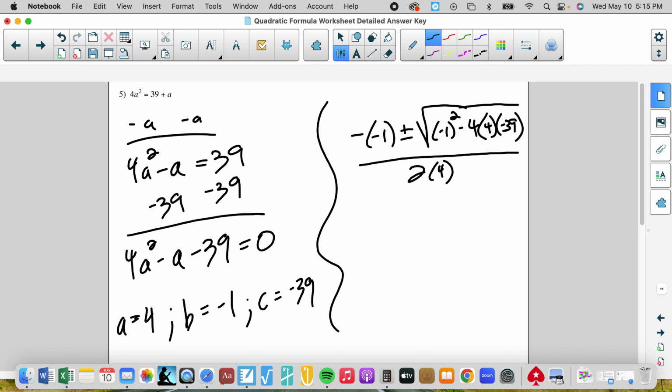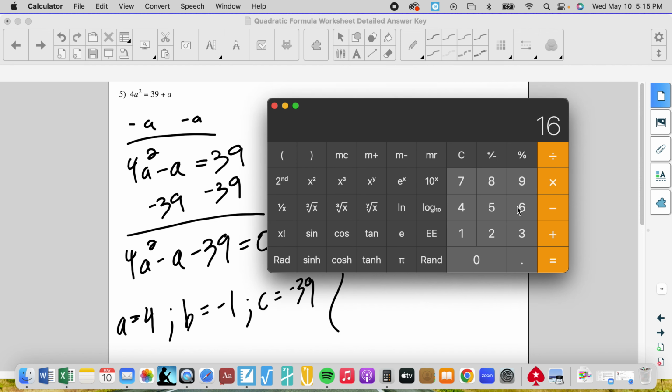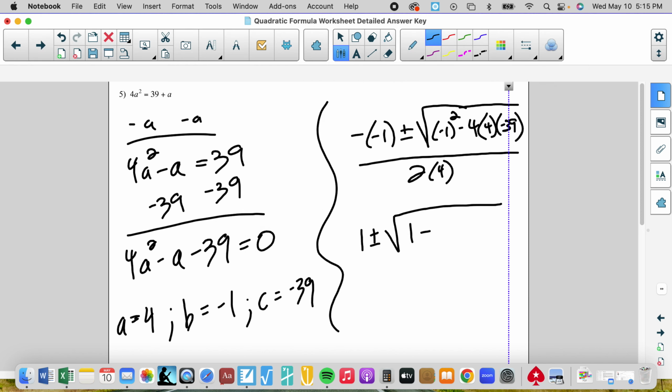So the opposite of negative 1 is 1 plus or minus square root. Negative 1 quantity squared is 1. Negative 4 times 4 is negative 16. 16 times, what is that, 39. 16 times 39 gives me 624. So plus 624. 2 times 4 is 8.